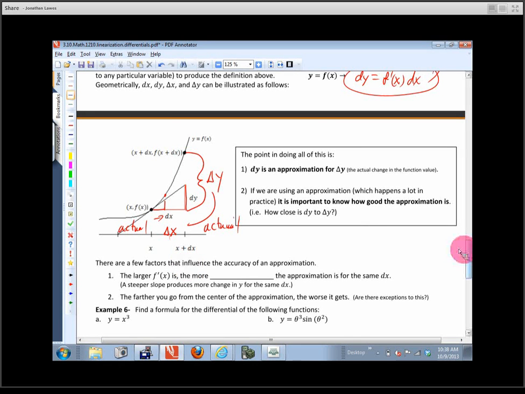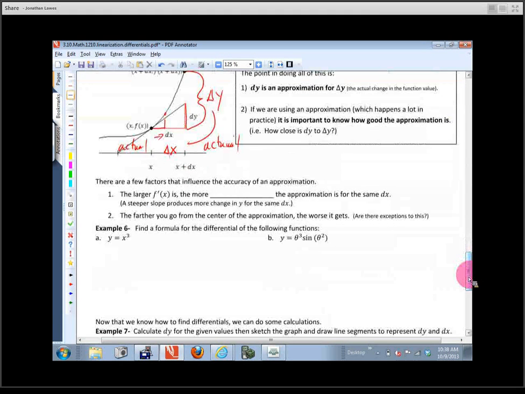So let's think about that. There are a couple things that it would depend on. It depends on the slope. So the larger f prime is, the bigger the slope is, the more sensitive the approximation is for the same dx. So let me show you what that looks like. Let's say I've got a curve that does this. So let me make it a little bit like this.